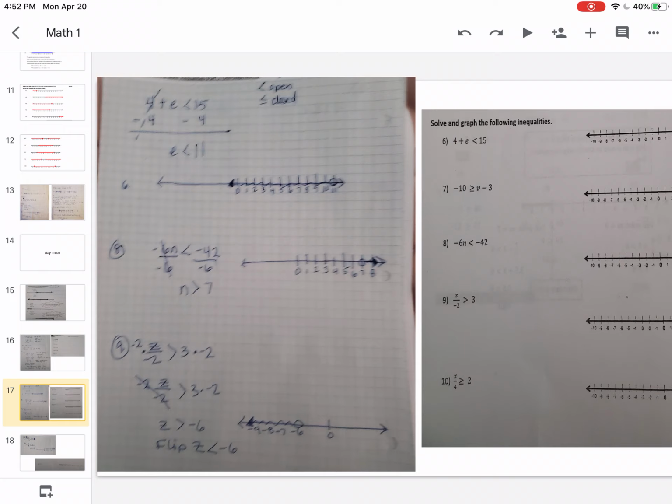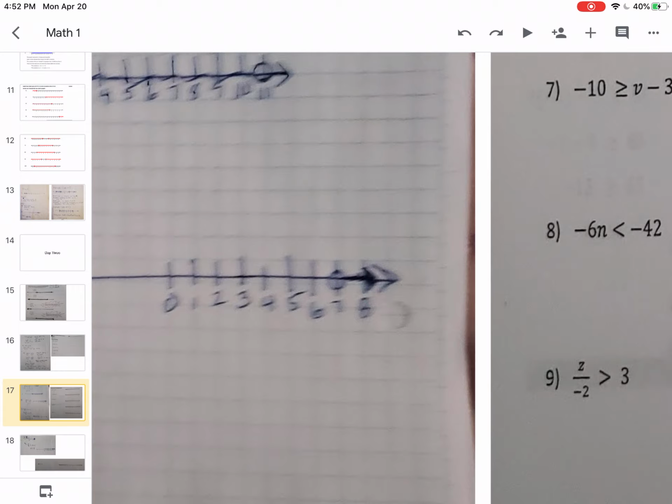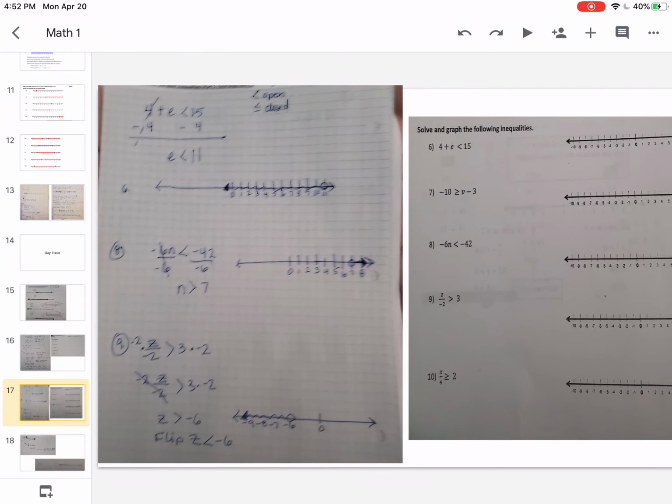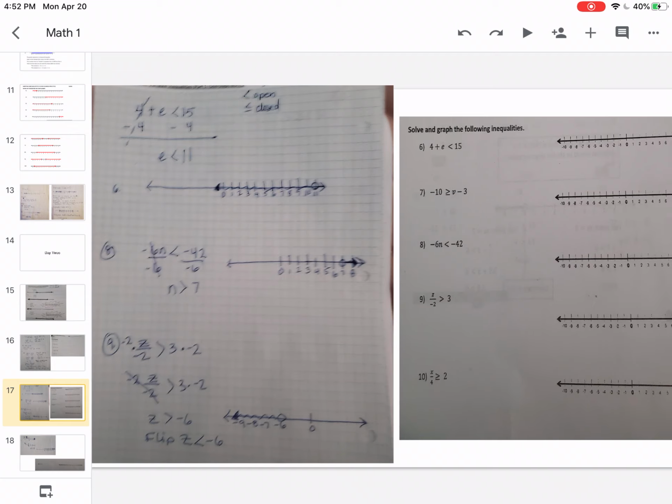The signs are the same, so you end up with a +7. Also, you have to flip the sign because you divided by a negative number. So you have n is greater than 7. So you have an open circle, and it's going to the bigger numbers, okay? It's going towards the 8, 9, 10. Okay, let's look at number 9.